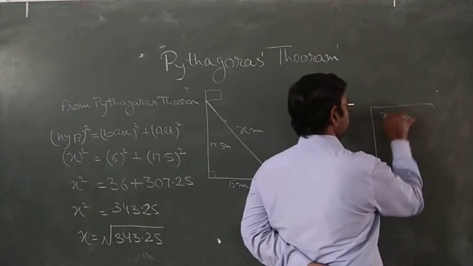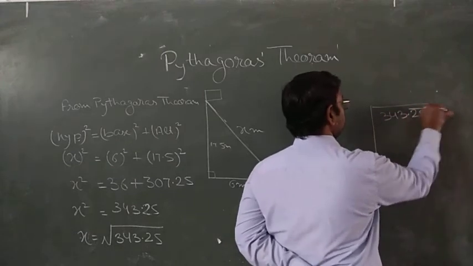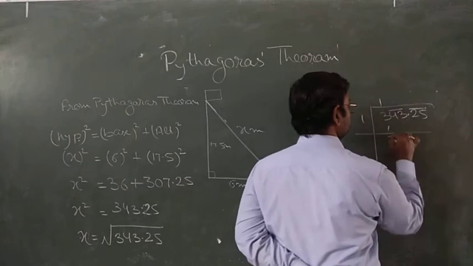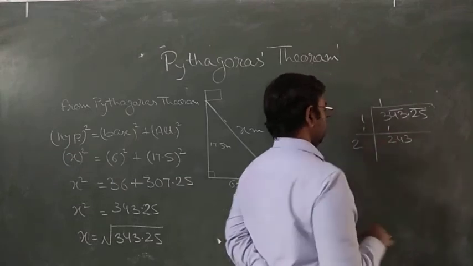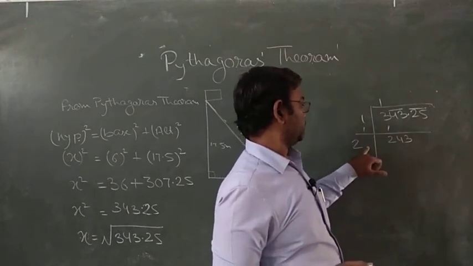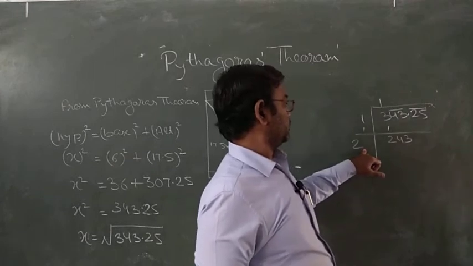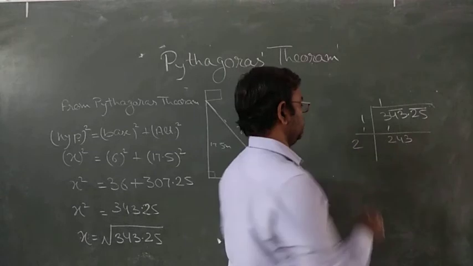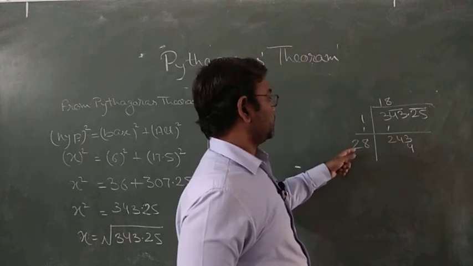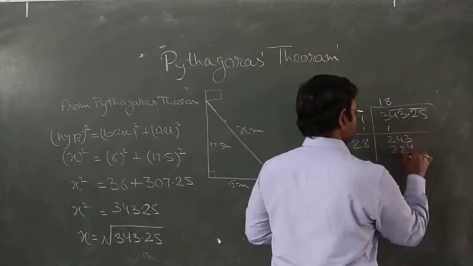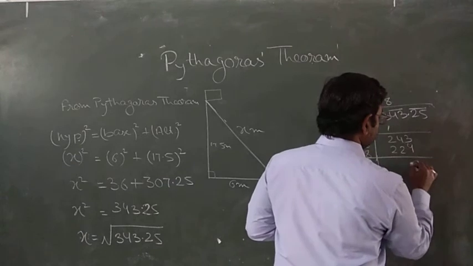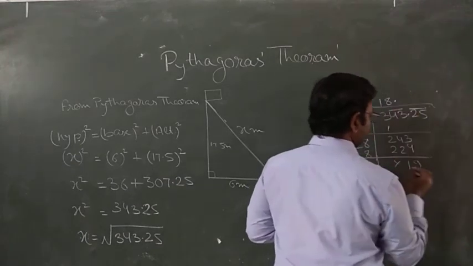It's 343.25. Pair it from the decimal, left to right, then right to left. 1 1s are 1. Bring down 243. It must be 8, 8 8s are 64, 6 carry 8 2s are 16, 16 plus 6 is 22. We place a decimal over here.